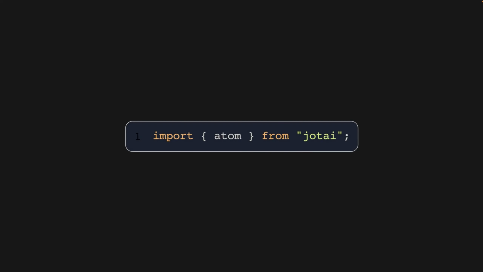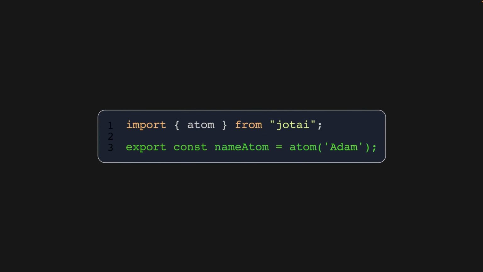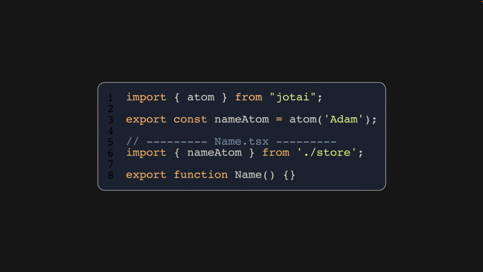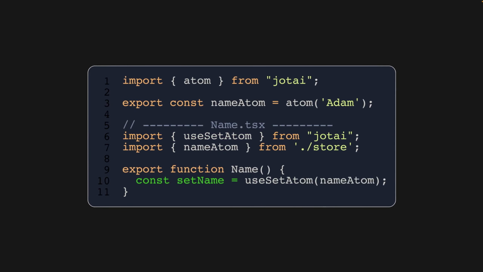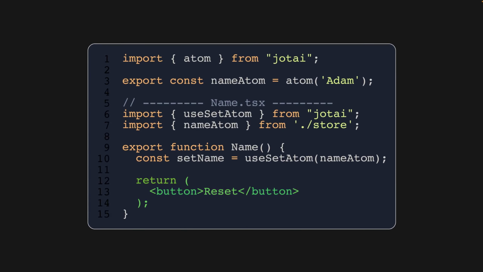Jōtai uses atoms to manage state. I love how simple they are. You just pass in an initial state, and you can read and write to that state. But if you're in a component, you have to call the useSetAtom hook. It returns a function, which you can then use to update the atom state.